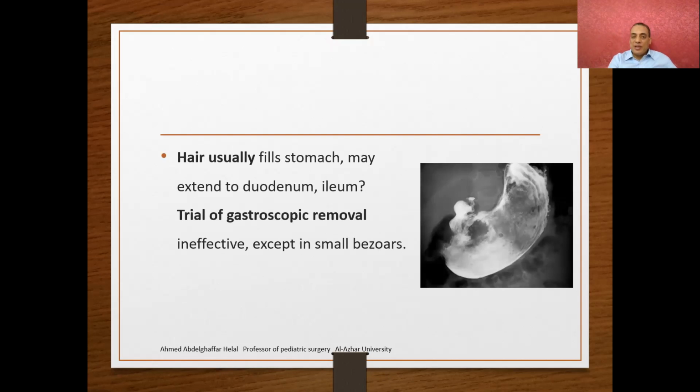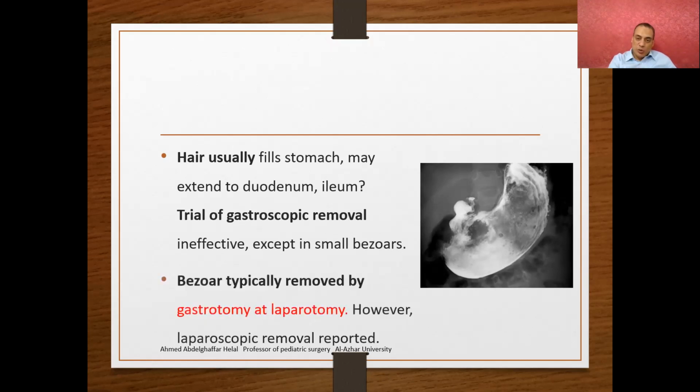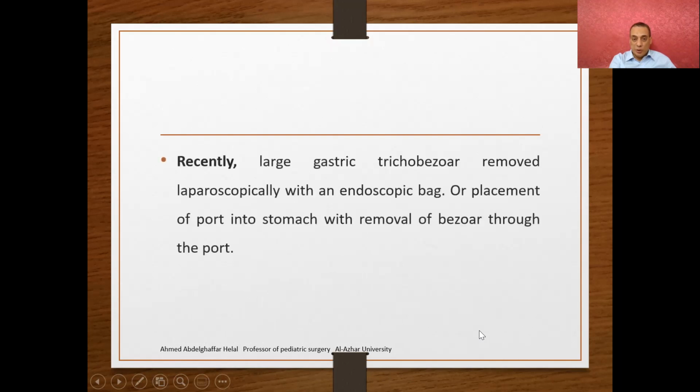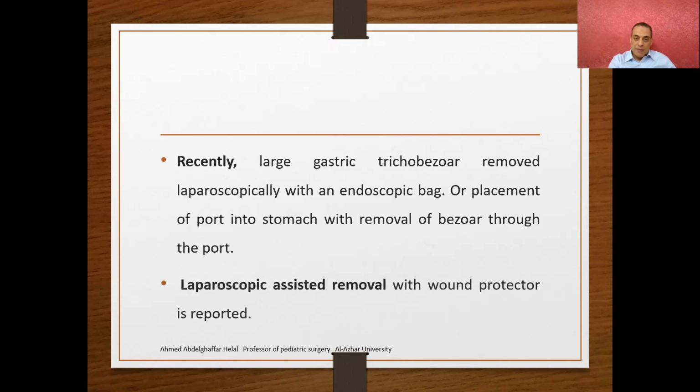Hair usually fills the stomach and extends to the duodenum, and endoscopic removal is usually ineffective, except in a small bezoar. A dye study will show the filling defect representing the hair in the stomach. Bezoar is typically removed by gastrostomy at laparotomy. However, laparoscopic removal has also been reported. Recently, large gastric trichobezoars have been removed laparoscopically with an endoscopic bag, or by placement of a port into the stomach with removal through this port. Laparoscopic-assisted removal with a wound protector has also been reported.